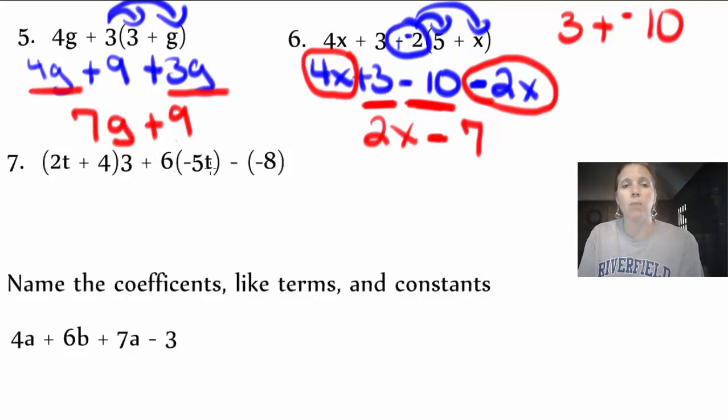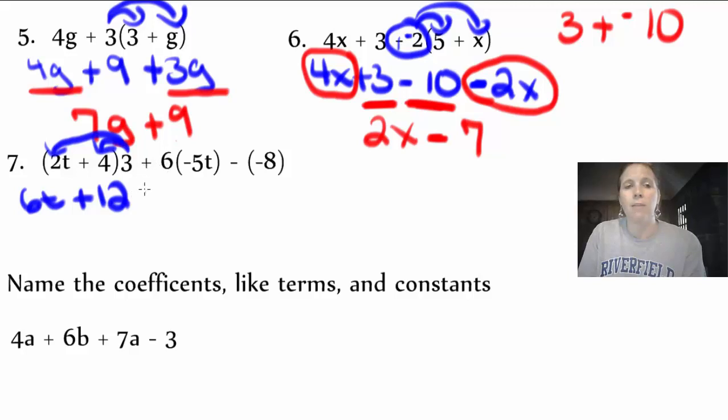Alright, moving on. I put a little bit more difficult one here. Okay, so let me change back to blue here. So again, we have to distribute, and we kind of got to go backwards here. So 3 times 2t is 6t, plus 3 times 4 is 12, and then we come over here. We have our plus sign. This is just a multiplication problem. 6 times -5, which is really negative 30t, so it could just be minus 30t. And then remember this cha-ching, we can just make that a plus 8.